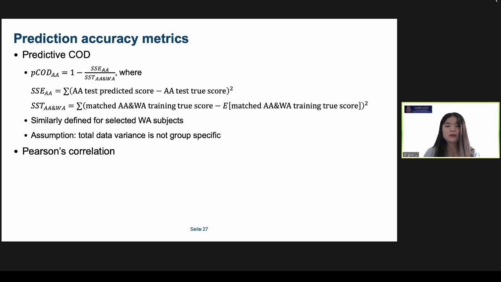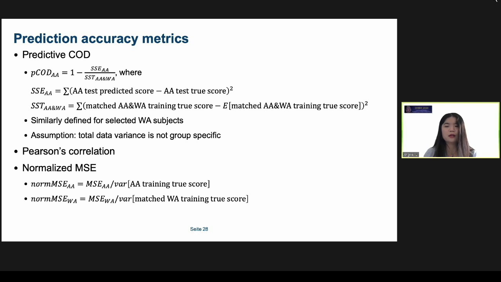We computed Pearson's correlation for either race group. We also defined the normalized MSE for each race group. It is defined as the regional MSE divided by the variance per race group in the training sample. This metric considers the difference of true behavior score between African Americans and white Americans.